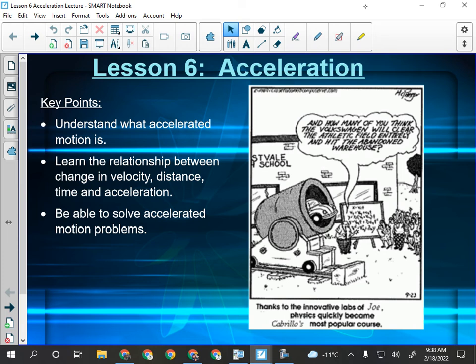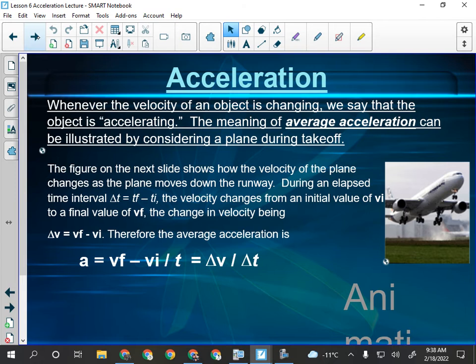Right? Last year you only had one, so it was easy. If an object was accelerating, you knew you had to use that formula. Now you have to look at what you're given. Just because an object is accelerating doesn't mean you use Vf minus Vi over t. Right? You might use something else. So there's the definition of acceleration. I stated it earlier. Whenever the velocity of an object is changing, we say the object is accelerating.